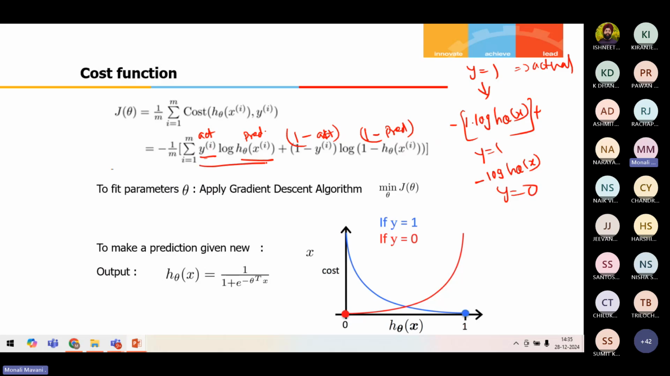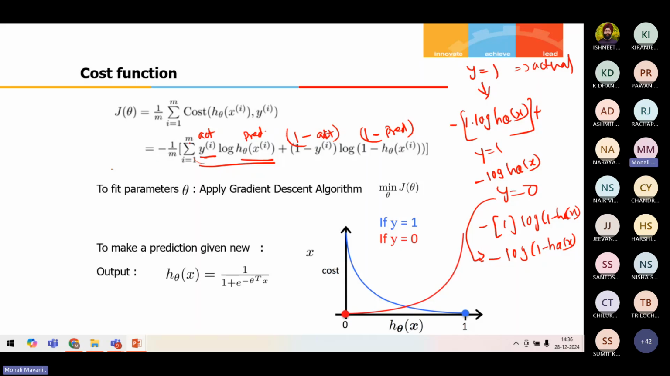When y equal to 0, the first term becomes 0, right? Correct. And for the second term, we will get minus, 1 minus 0 is 1, into log of 1 minus h of theta x, which is minus log of 1 minus h of theta x for y equal to 0. So two different equations have been combined into one by introducing this new variable y, which is the actual class label.